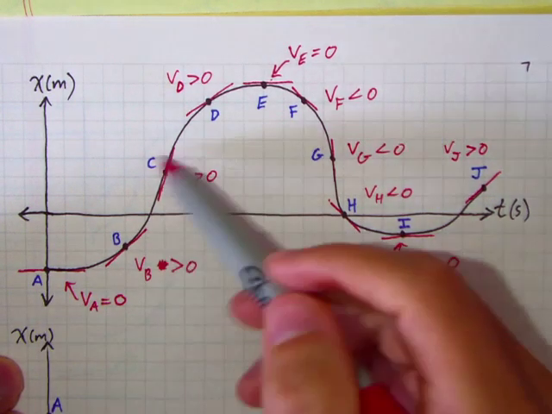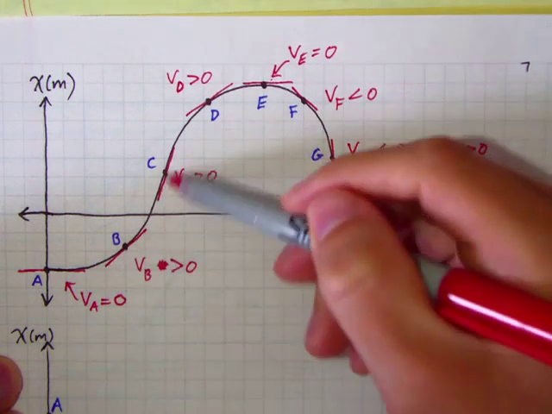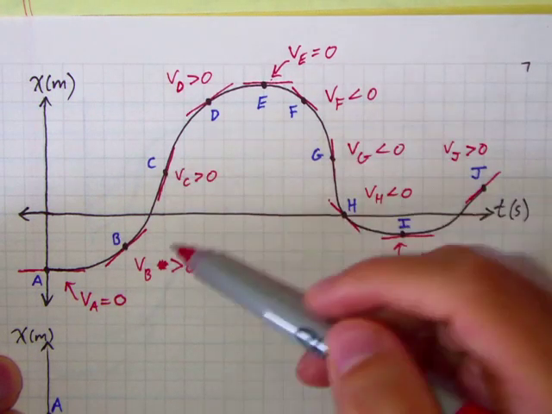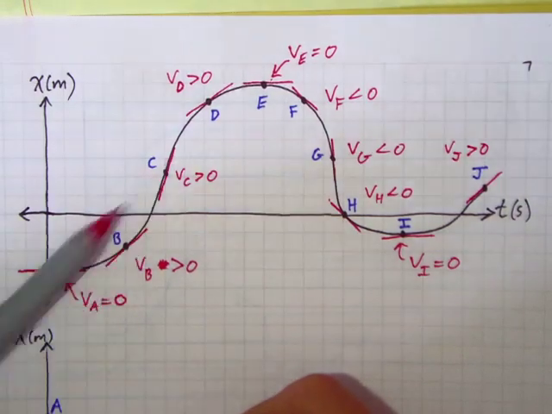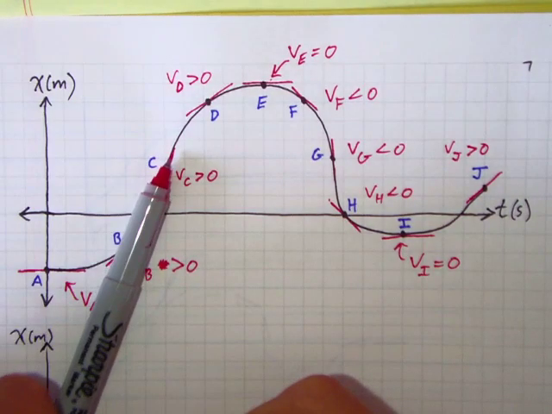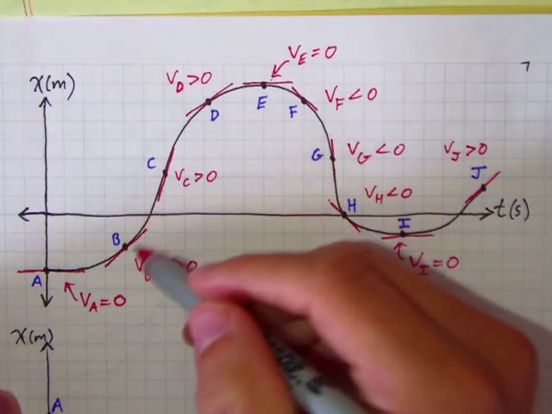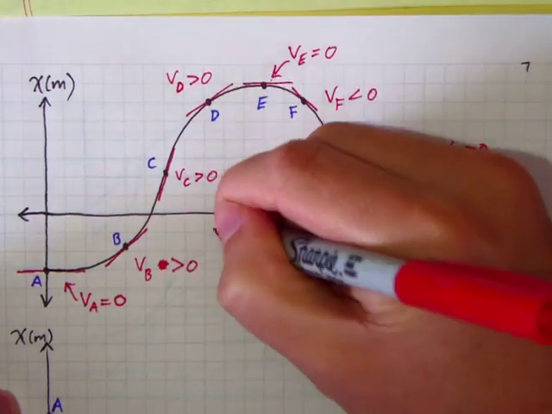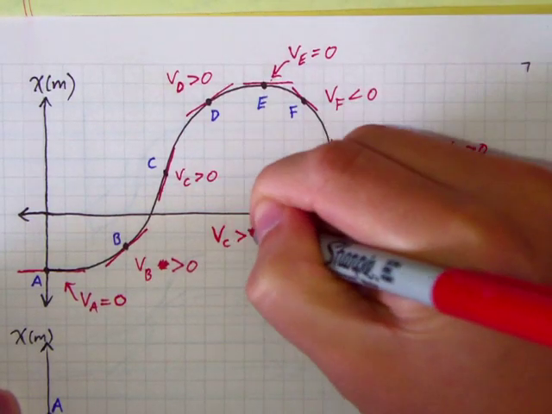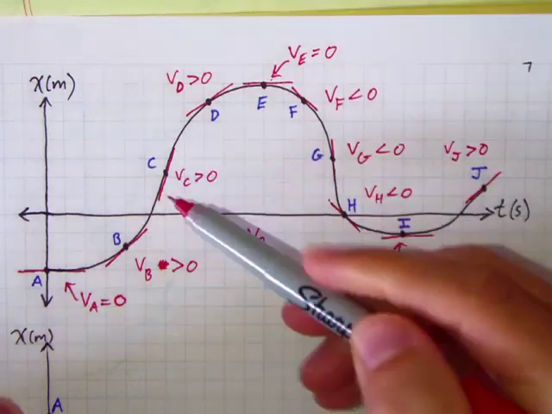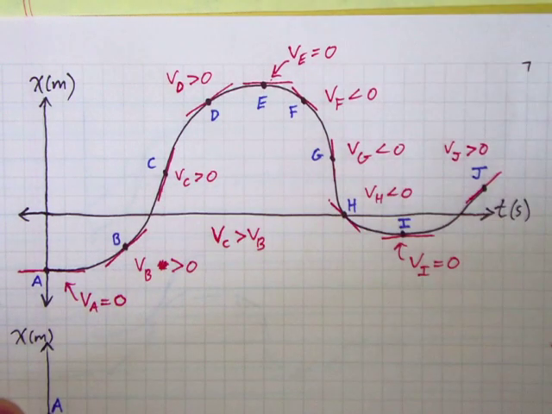Let's make a comparison over here between events B and C. Positive slope, but which is more positive? Which is a steeper tangent line? Well, C is. That's a steeper tangent line than B. So we can tell just from looking at it without doing any calculations that the velocity at event C is greater than the velocity at event B. We can compare those two by eye, by looking at the slope of the tangent line.